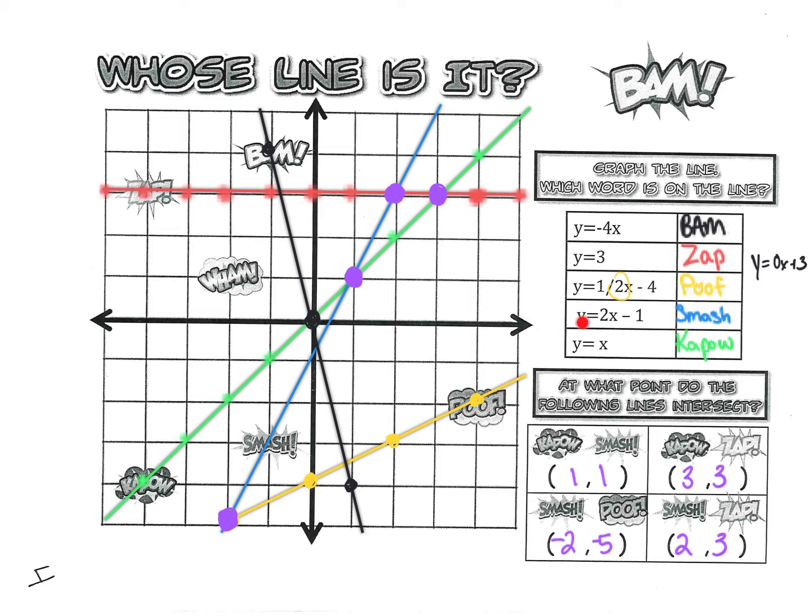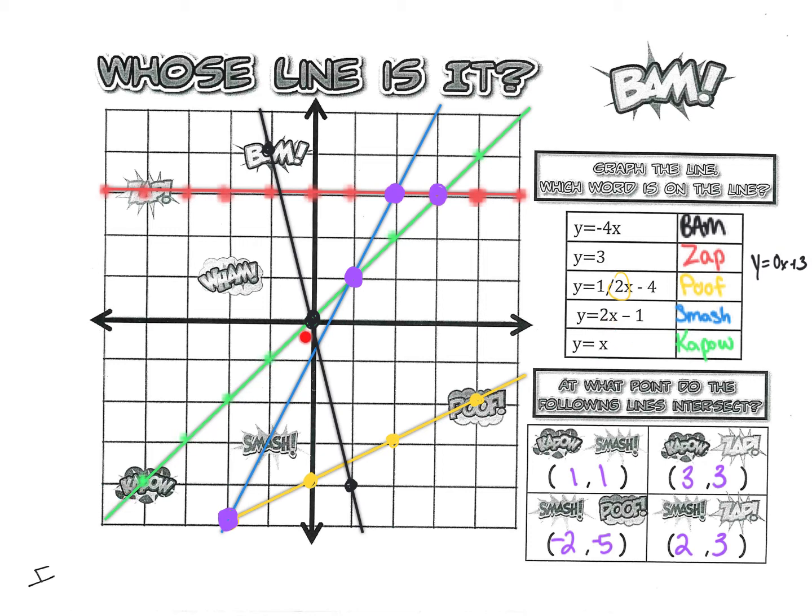So then the next one is y equals 2x minus 1, which was SMASH. It went through SMASH right here. And again, your y-intercept was negative 1, so it should have gone through right there. And you could have found other points by plugging in numbers. If you plugged in 1, you would have got 1 as your y. If you did 2, you would have got 3 as your y. If you did 0, you would have got negative 1. If you did negative 1, you should have got negative 3, and so on and so forth until you got through. So that blue line was SMASH.